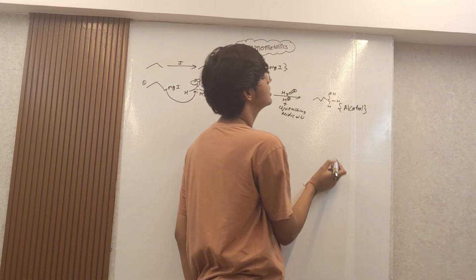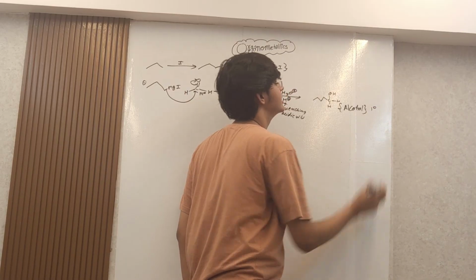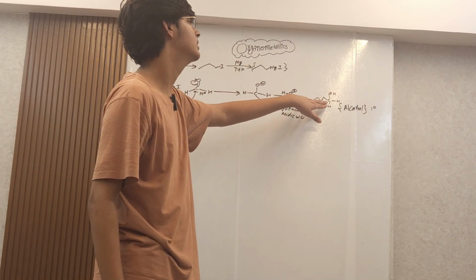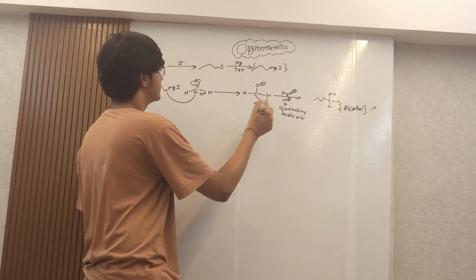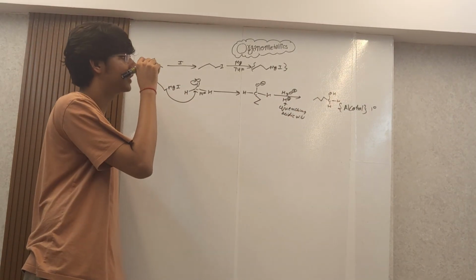And this is a 1 degree alcohol. Why? Because it is attached to a single carbon. It's not in between anything. So this is a 1 degree alcohol.